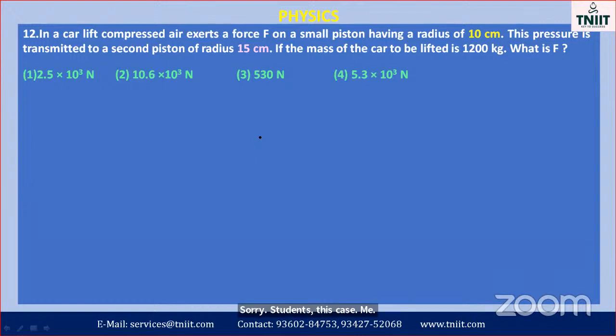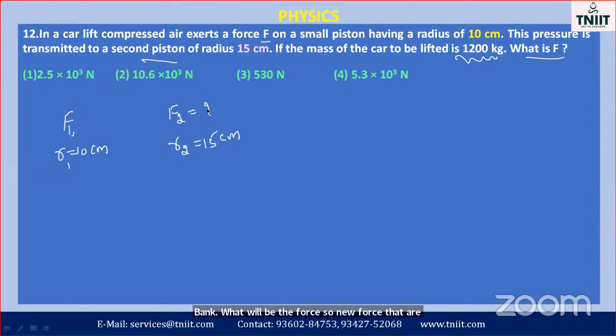Car is lifted by compressed air with what force? F, with respect to radius 10 centimeter. Now there is a second piston of radius R2. Let this be R1, this is F1. Radius is 15 centimeter and it is lifted by 1000 kg weight. What will be the force? So the new force they are asking is F2.